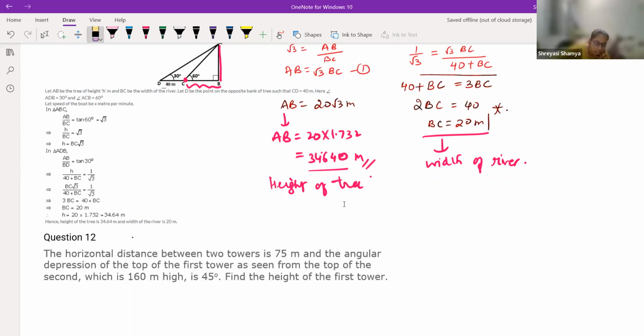Sir, in this question, they did not mention whether the two towers are equal or unequal. So should we just make them unequal? The horizontal distance, the angular depression, first tower. No, how can we make it equal? Yes, sir, that's what I'm saying. We have to make it unequal, right? Yeah, obviously unequal. If angle of depression is given, then obviously they are unequal.